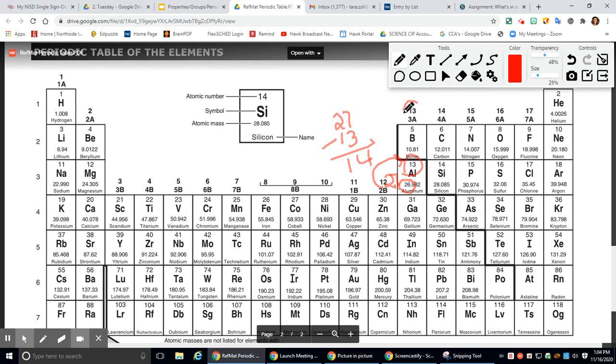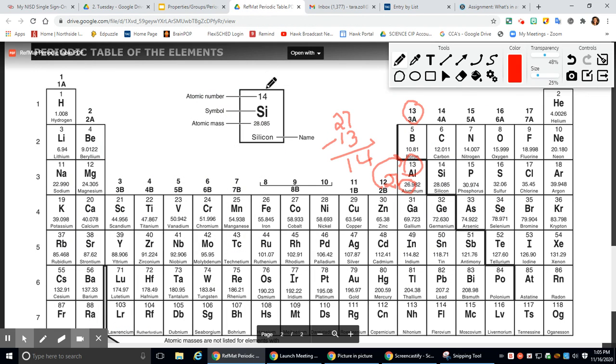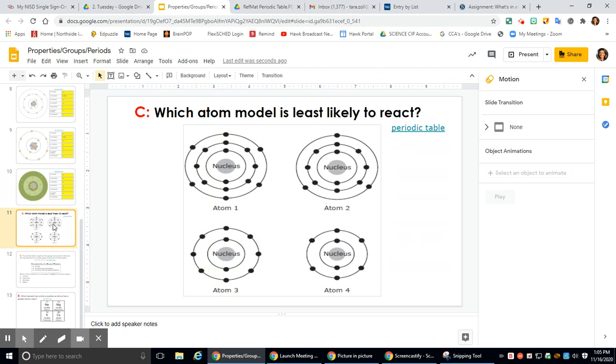My group number is the number above my column, so group number 13, meaning I have 3 valence electrons. Group number 13 with 3 valence electrons. 1, 2, 3 valence electrons in my outer shell. My period would be how many energy shells I have. This would be 1, 2, 3. So let's see if aluminum is in period 3. Yes, aluminum is in period 3 with 3 energy levels around its nucleus. All right.